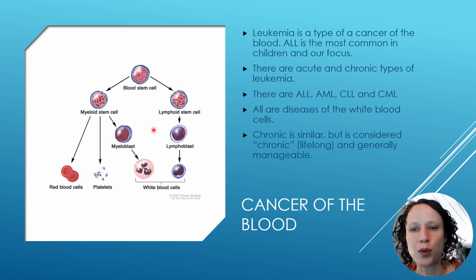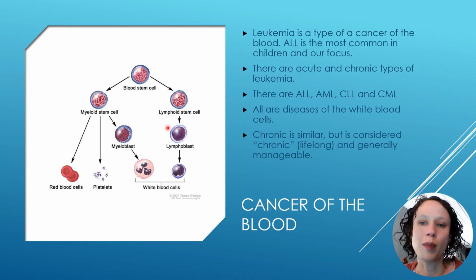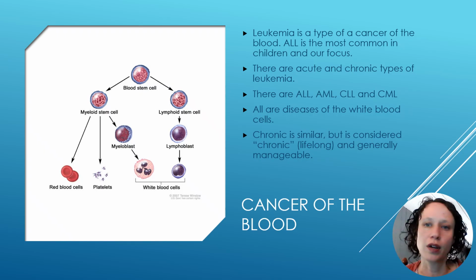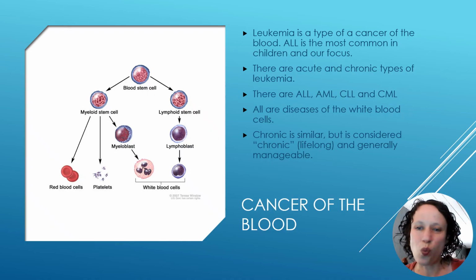We had a person recently diagnosed with chronic, and that was what they were telling the person, that it was going to be a lifelong battle, but generally was considered manageable. They were just going to have to be on different types of immunosuppressants for the rest of their life. So that's why we focus on acute, because it's the one that's the most serious, and it really affects our kids.